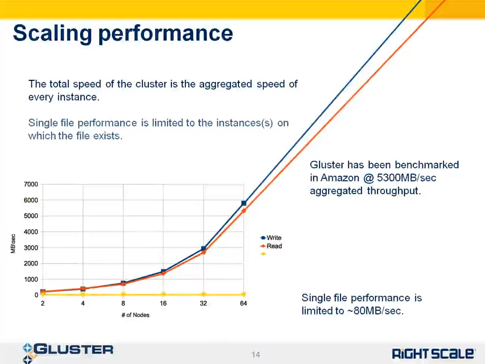So just quickly a look at performance. The thing I want to highlight here is that in Amazon, Gluster's been benchmarked at 5.3 gigabytes per second of aggregated throughput. And it's really the only way to get that level of performance in Amazon with NAS. Again, just to be completely fair, single file performance is limited to the instance on which the file exists, which would be 80 megabytes a second. But again, I think we're all looking at the aggregated storage of the cluster.